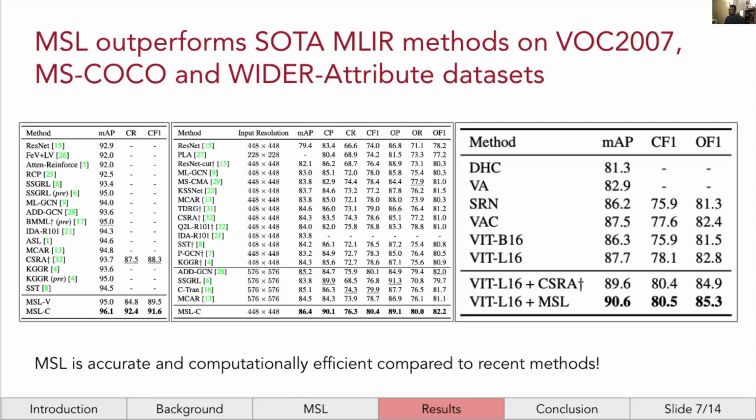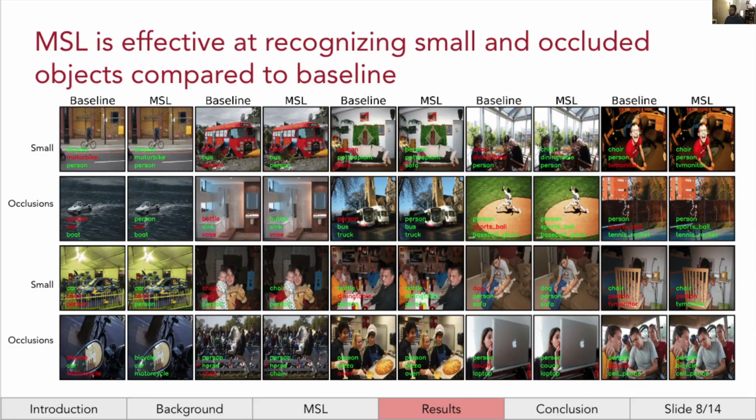We test our method against state-of-the-art multi-label image recognition methods on multiple popular benchmark datasets. We find that MSL is accurate and computationally efficient compared to recent methods. MSL is effective at recognizing small and occluded objects compared to baselines. This is because during training of MSL, it is able to learn contextualized representations.